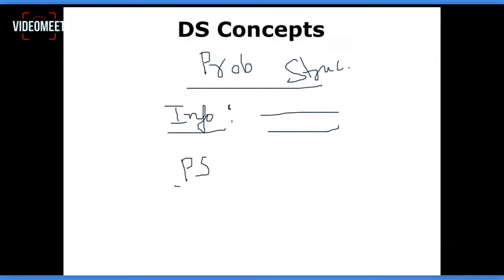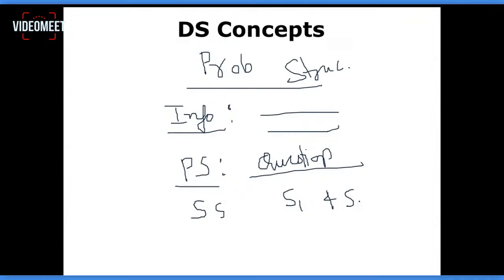So there would be a PS. On the basis of the information they have given, they would be asking some questions. So in the problem statement, there will be a problem or a question. That is the second point. So the first point was information coupled with the problem statement. Then there are two things called supporting statements, S1 and S2. They are given to you also in the question. This is the structure of each data sufficiency question.